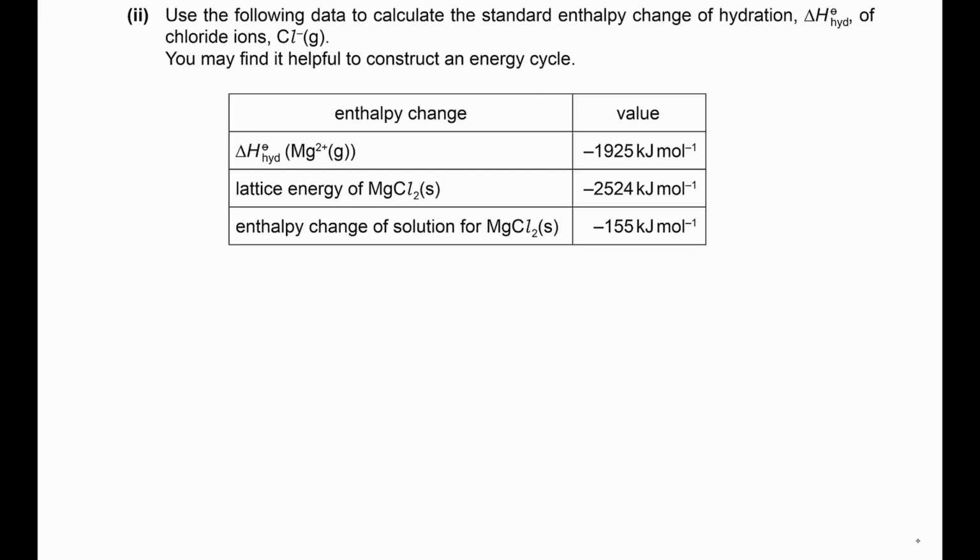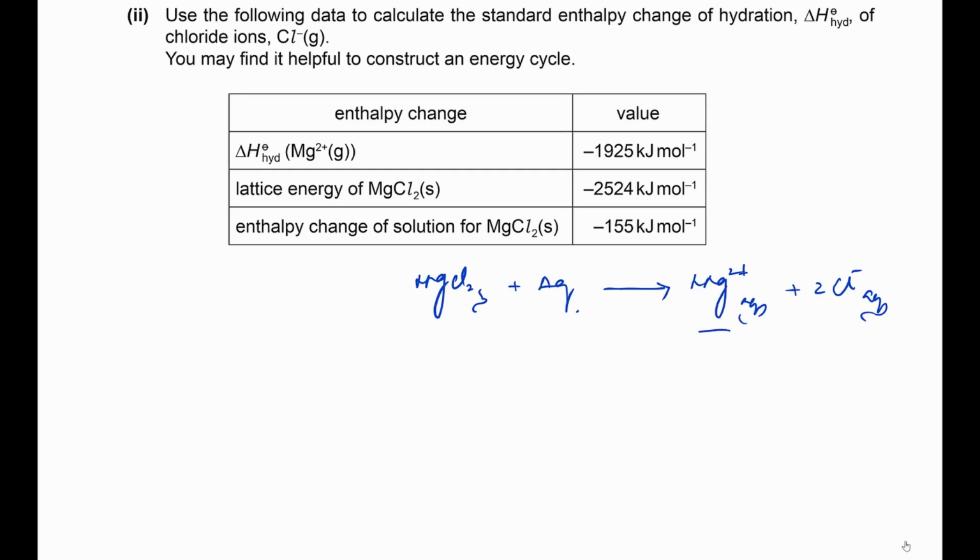Here we have 3 types of enthalpies. Enthalpy of hydration of magnesium 2 positive gaseous ion, enthalpy of lattice energy of MgCl2 magnesium chloride, and enthalpy of solution for magnesium chloride solid. So first of all I'm going to draw the enthalpy cycle of MgCl2. MgCl2 solid, when it is allowed to shake with the aqueous medium, forms Mg2 positive aqueous plus 2 moles of Cl negative aqueous.